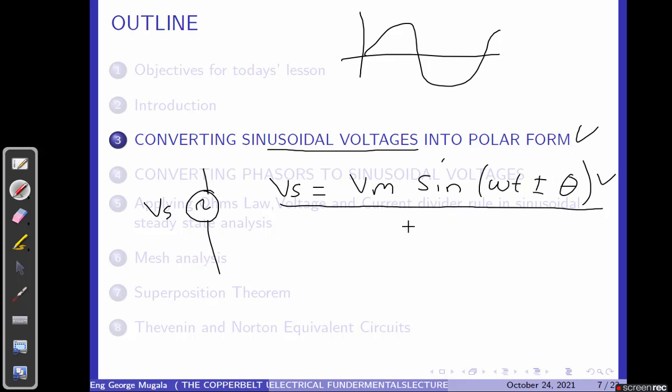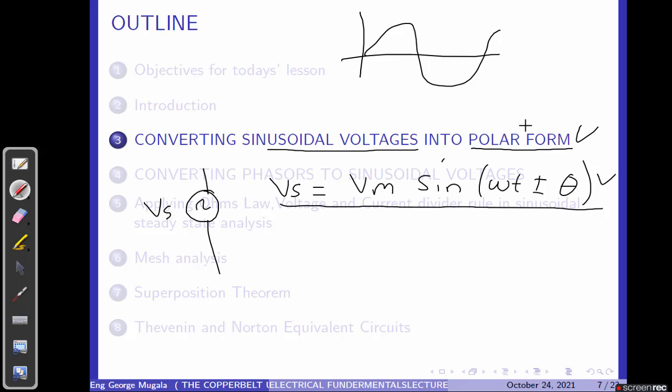Now, how do we change a sinusoidal voltage that looks like this into polar form? This is critical. How do we work with this? In short, how do we change it into polar form?